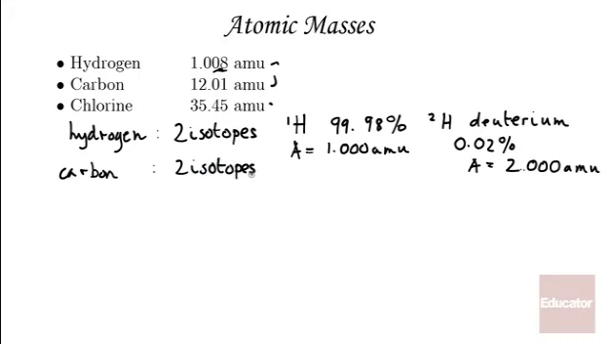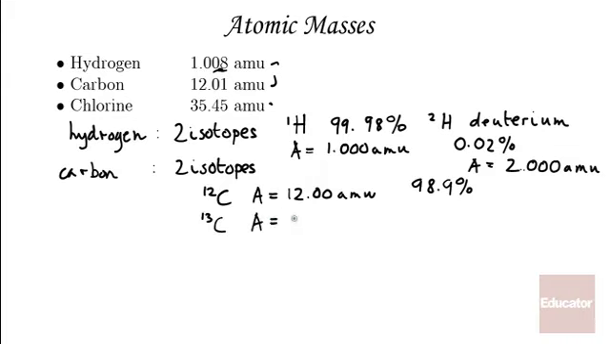One of them is carbon-12. A equals 12.00 AMU, and this is present to the extent of 98.9%. The other one is carbon-13. The atomic mass of carbon-13 is 13.00 AMU, and this is present to the extent of 1.1%.